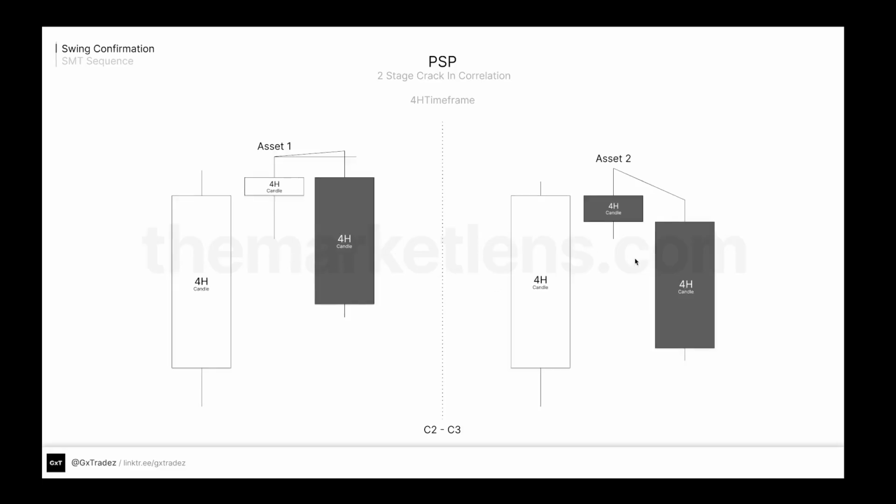Now this one's a little bit easier to spot. This is just when you get a PSP, so a candle 2 PSP. One asset closes bullish, another one closes bearish, and then this asset sweeps out that candle 2. So now this is a candle 2, while this asset remains that candle 2 with an SMT between candle 2 and candle 3. So you trade this asset because it's weaker, basically, right?